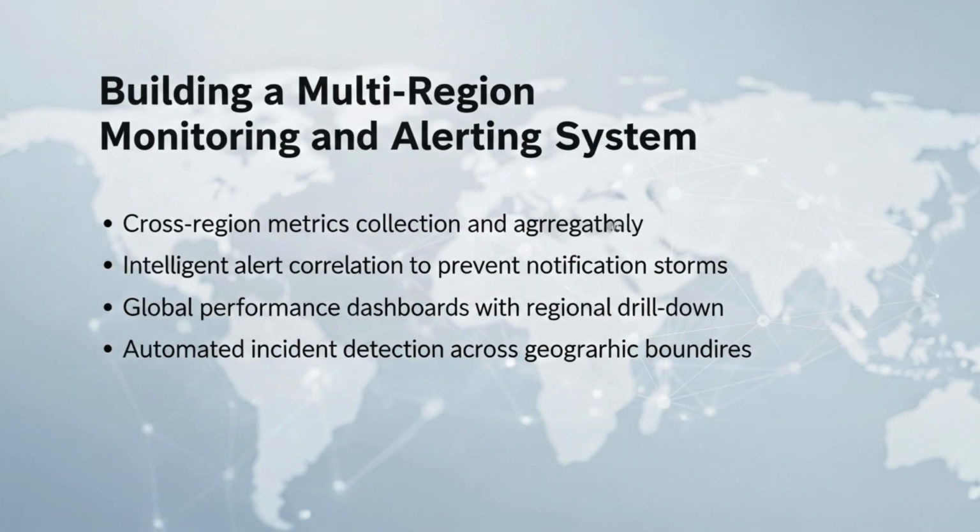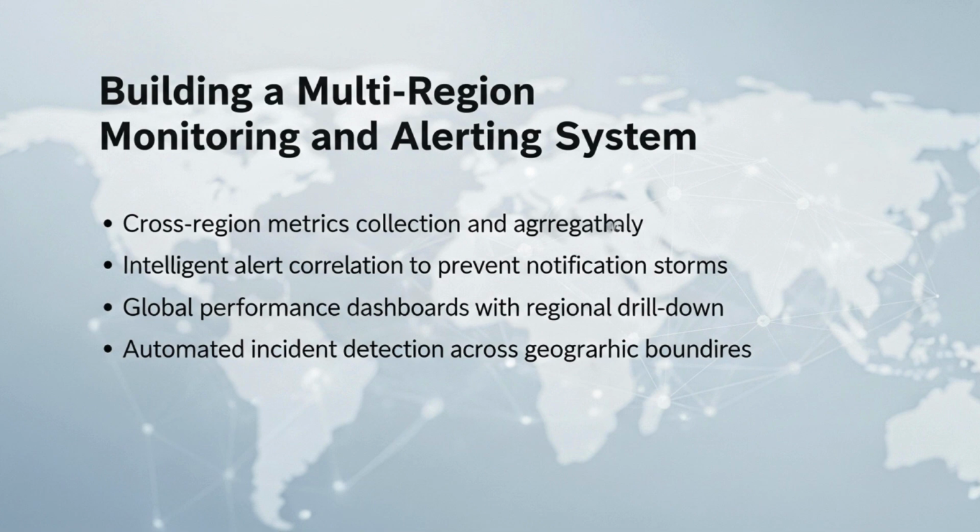Hello, and welcome. Today we're diving into a critical aspect of modern software engineering: building robust monitoring and alerting systems for applications deployed across multiple geographic regions. Think of it like a global air traffic control system, but for your software. It needs real-time visibility, intelligent problem-solving, and instant response capabilities. By the end of this lesson, you won't just understand the concepts, you'll have a clear path to implementing them.